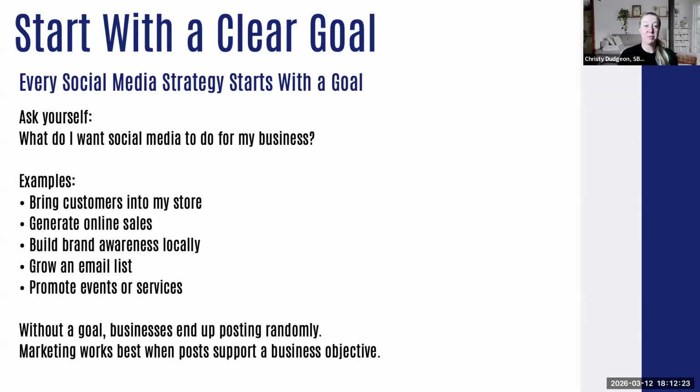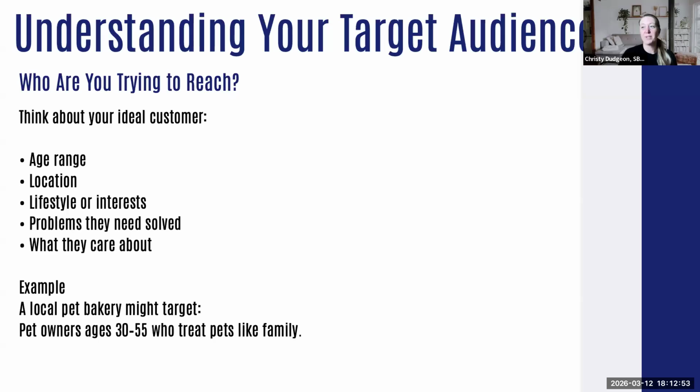Examples of these, we might want to bring customers into the store. We might want to generate online sales. We might want to build brand awareness locally, grow an email list, promote events or services. Without a goal, businesses end up just posting randomly. That's so common. Marketing works best when posts do support that business objective. So you're always moving towards that objective and you can start to be more consistent with your posting and how you're posting.